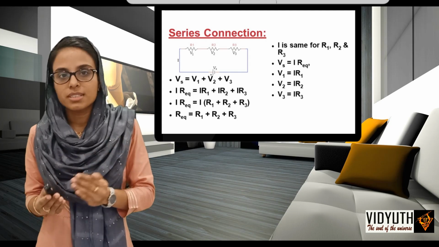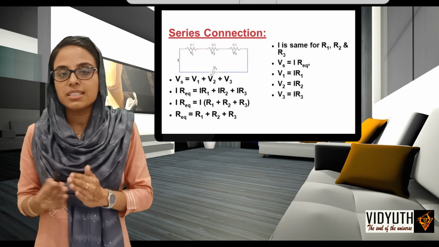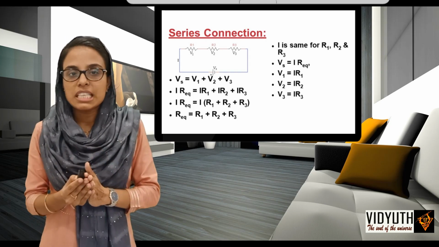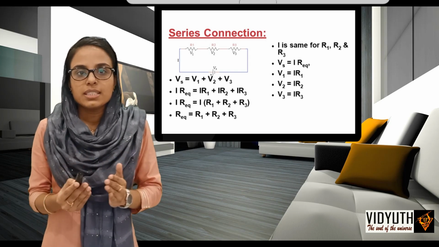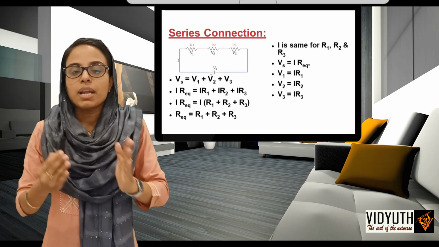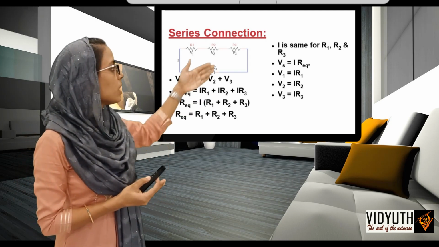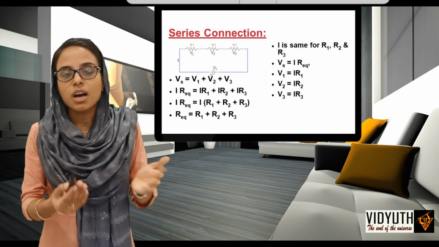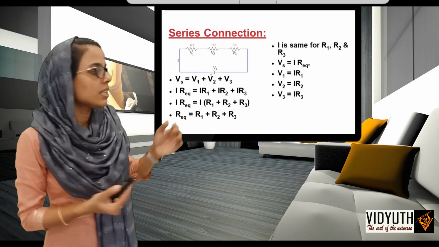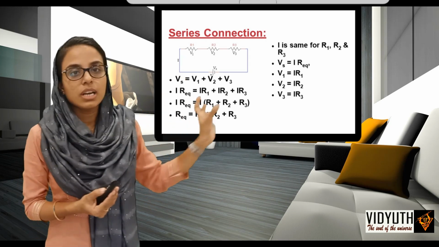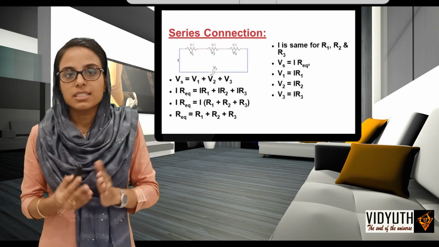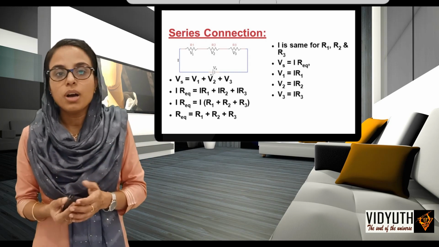സീരീസ് കണക്ഷനിൽ 3 റെസിസ്റ്റേഴ്സ് R1, R2 and R3 are connected in series and the voltage applied to this is Vs and current flowing through the circuit is I. So what is Vs? Vs is equal to V1 plus V2 plus V3, where Vs is the applied voltage and V1 is the voltage across R1, V2 is the voltage across R2, V3 is the voltage across R3. So what is Vs? That is the total voltage or voltage applied. That will be the product of current and equivalent resistance. That is Vs is equal to I into R equivalent.